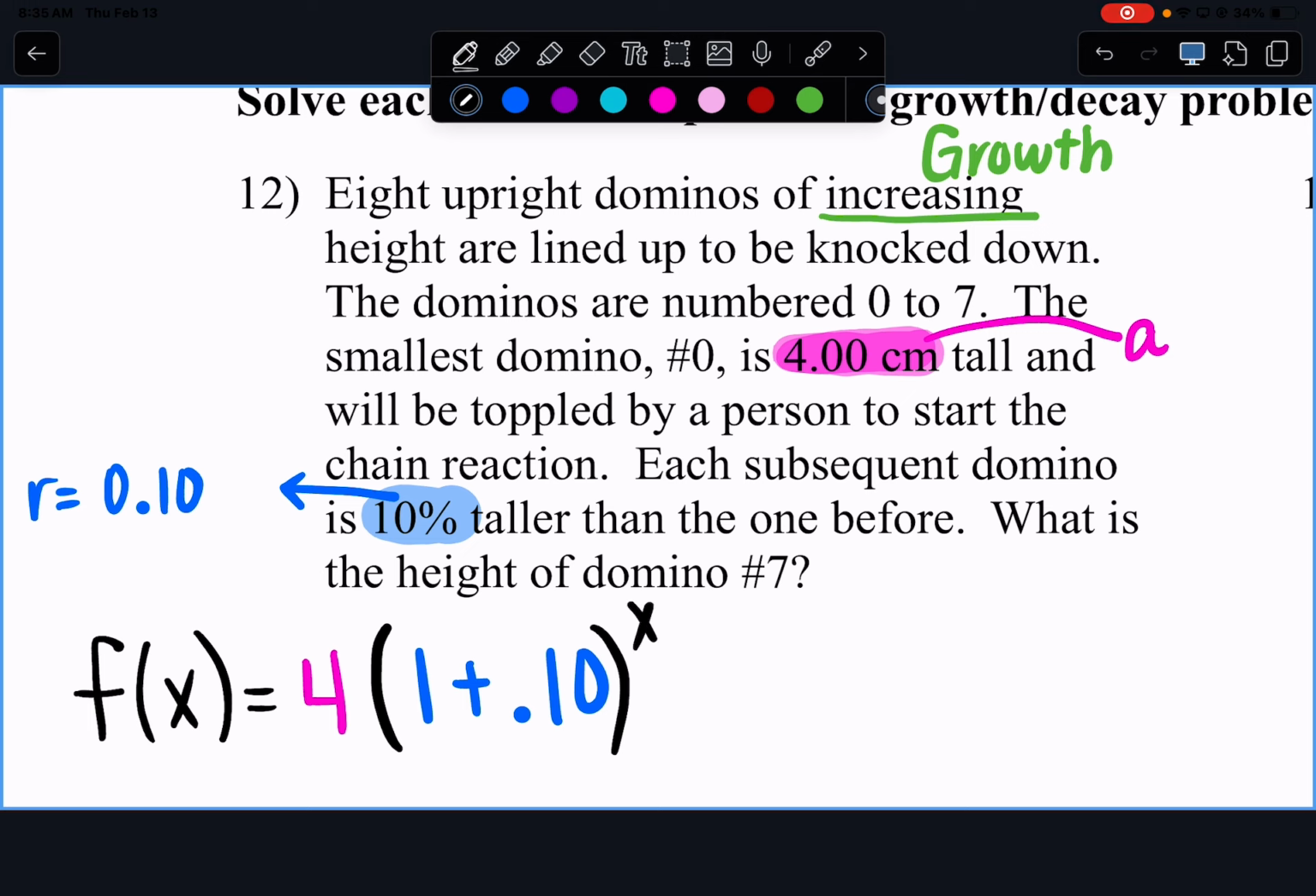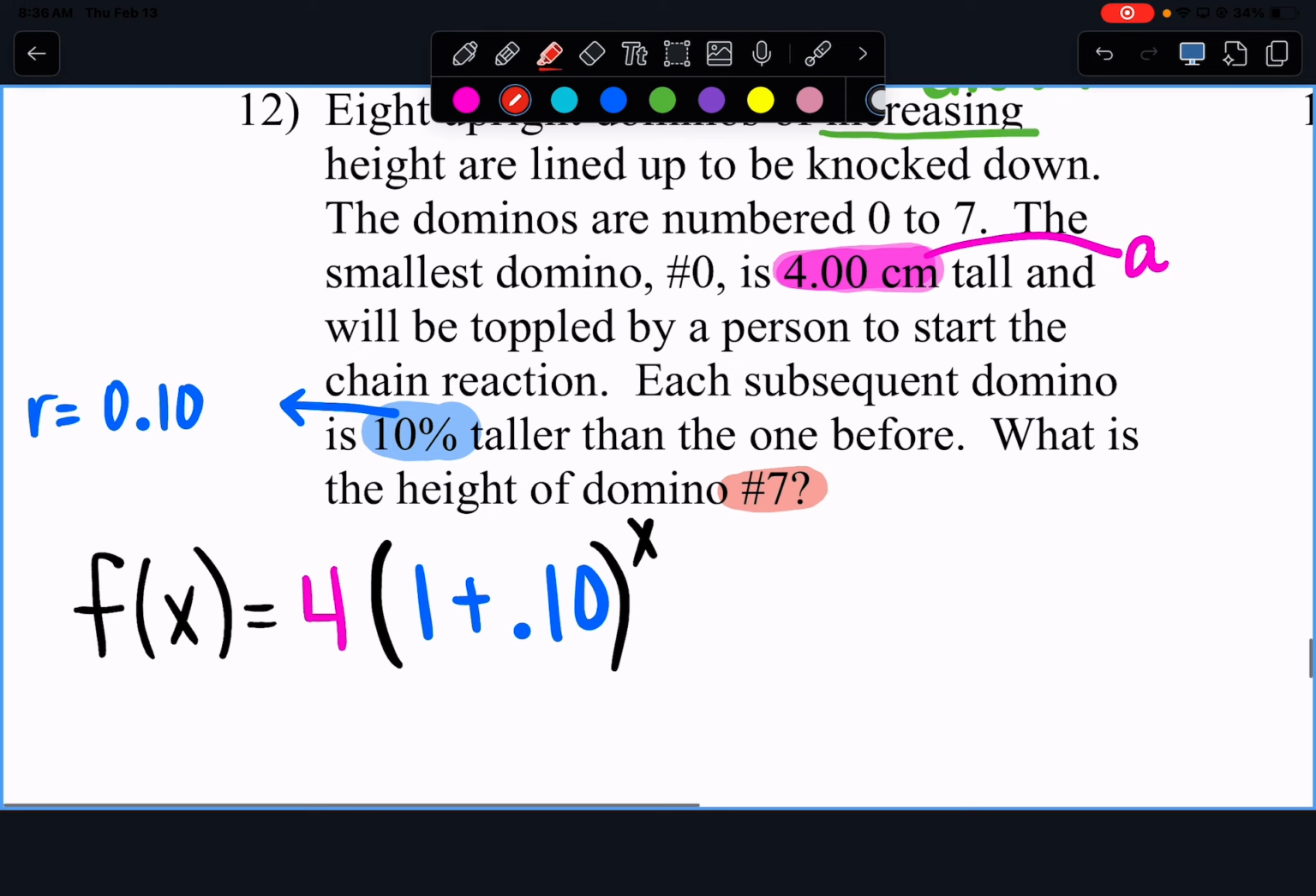Now, what am I needing to plug in for x for this equation? 7. So we're going to take that 7 and plug it in for x. Everywhere I have an x, I'm going to plug that in. So go ahead and do that for me.